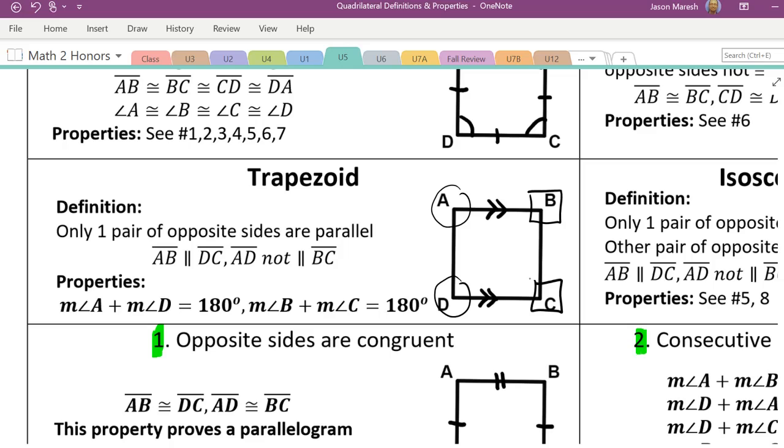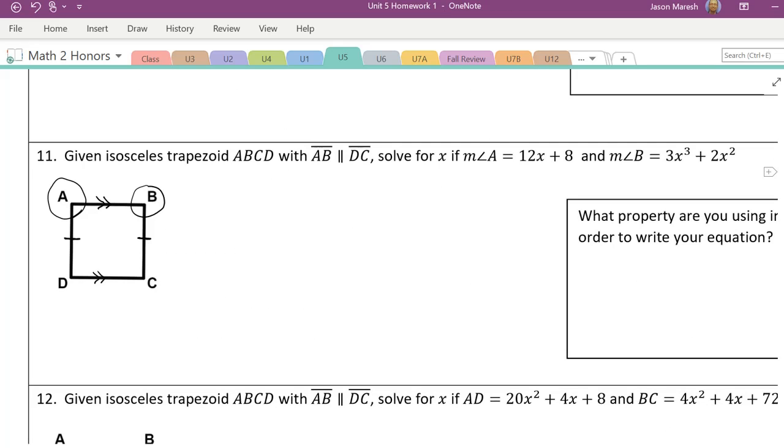One is connected to one of the parallel sides, one is connected to the other parallel side. What it does not say is that angle A and angle B add up to 180, or angle D and angle C add up to 180. So let's just check if this applies to us. Here it doesn't, because notice angle A and angle B are on the same segment. You don't have one angle on one parallel side and one on the other.